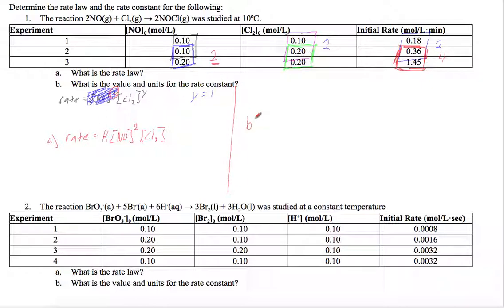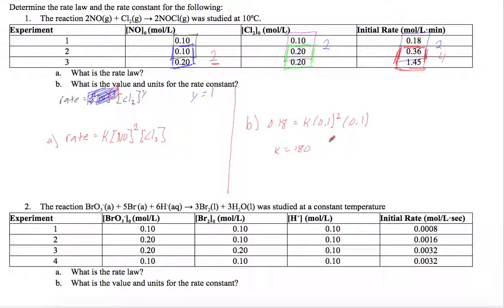Now if we look at B, we have the value of the units for the rate constant. We can just plug values in. So I can just use any of these that I would want. I'm going to use the first experiment. So I have rate is equal to 0.18 equals constant. Then we have 0.1 squared and 0.1. So I'm plugging things in here, 0.1 squared, 0.1, and K comes out to be 180.